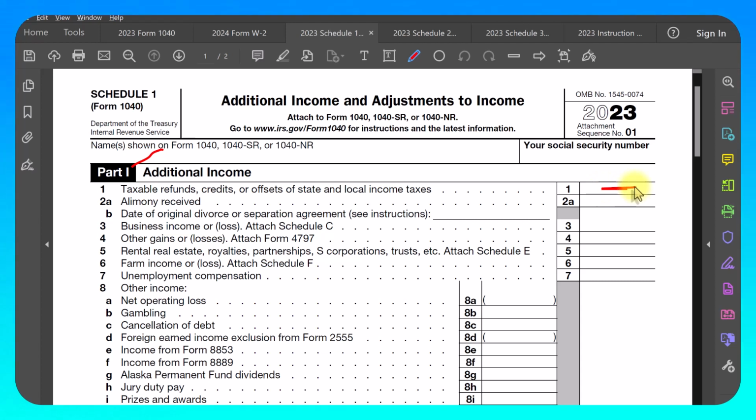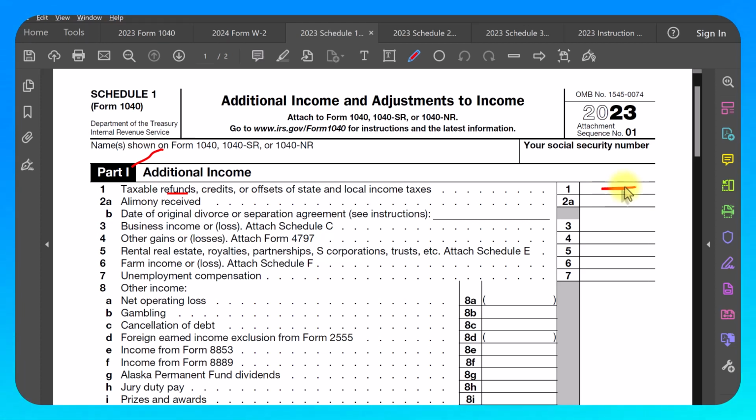Now, if you never itemized in the previous year and took the standard deduction, but you still got a state refund, that refund is not taxable because you didn't get any benefit from deducting the state taxes in the previous year.